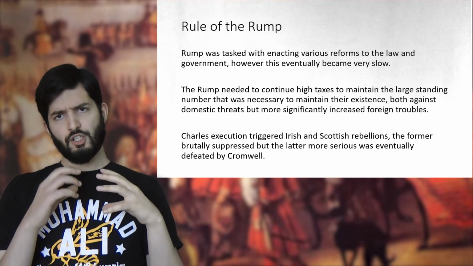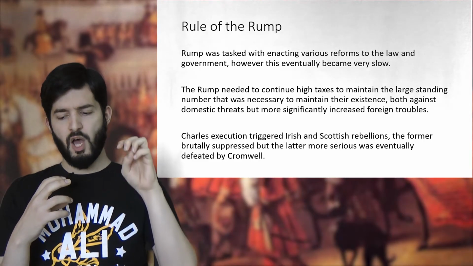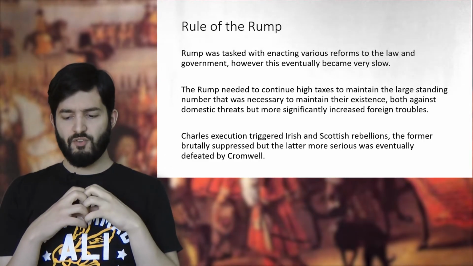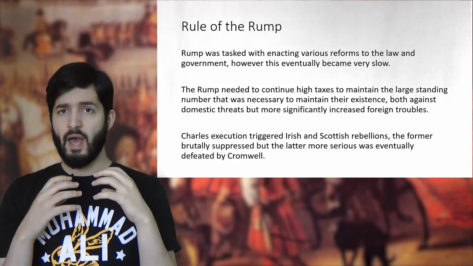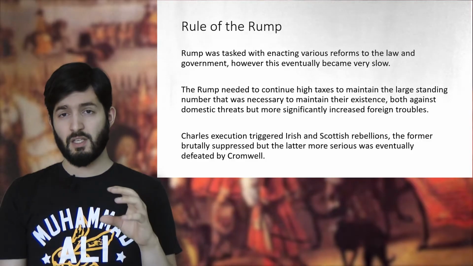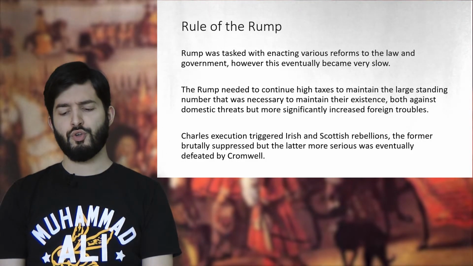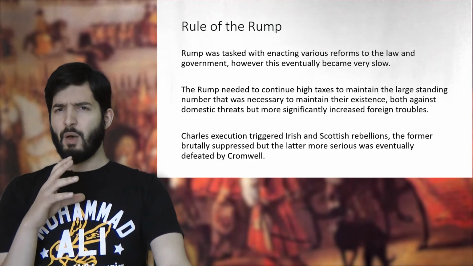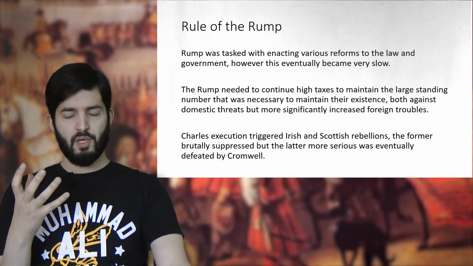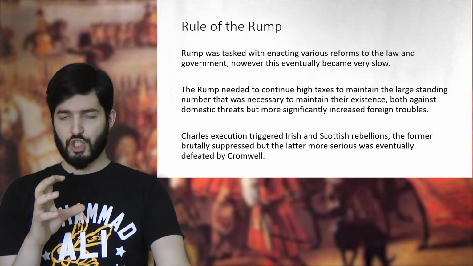So Charles's execution almost immediately triggers large-scale rebellions both in Ireland and Scotland. The Irish rebellion, of course, becomes quite famous as that's where he brutally suppresses the Irish and carries out quite controversial massacres in places like Drogheda of quite a lot of women and children. But then that was, to be honest, quite an easy rebellion to put down for Cromwell. The more significant threat was the threat of the Scottish rebellion.